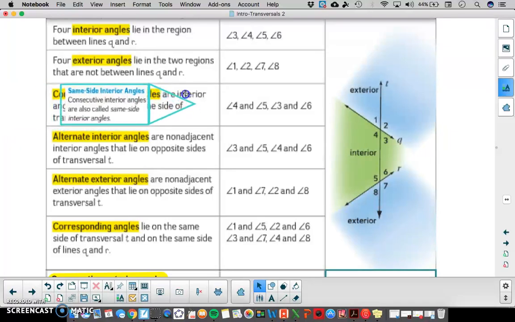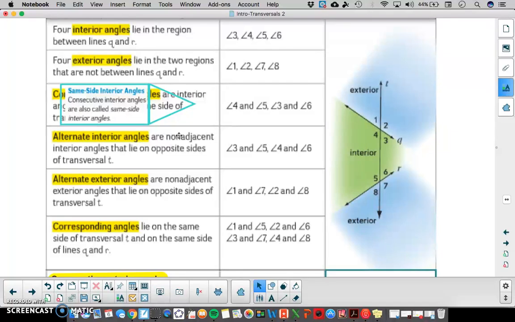Consecutive interior angles are also called same side. Those will be interchangeable terms that we use for those types of pairs. So when you hear the word consecutive, know we can also use same side. We also have alternate interior angles. These are angles that are non-adjacent, which means they will not share a side.